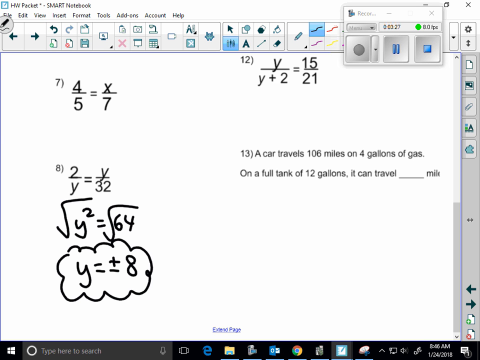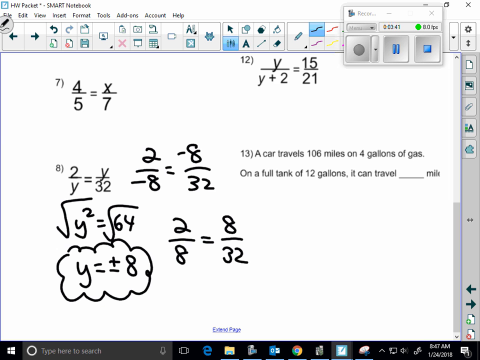Would it make sense that 2 over -8 is the same as -8 over 32? Yes, they're both -1/4. Would it make sense if I change the sign that would work as well? Yes, both work. All right, so there are 2 answers there. Okay.